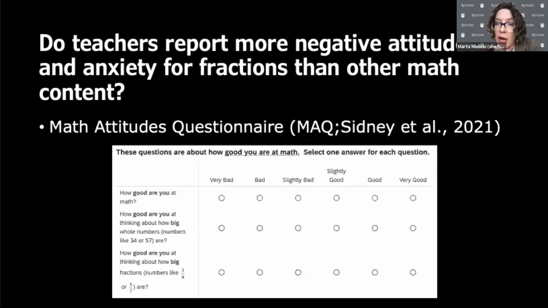So we administered the math attitudes questionnaire, and this scale has items pertaining to self-perceived ability, which I've showed you here, but there's also a scale for preference, frequency of use, and perceived importance. And so we average across all of these scales to get these indices of math attitudes.